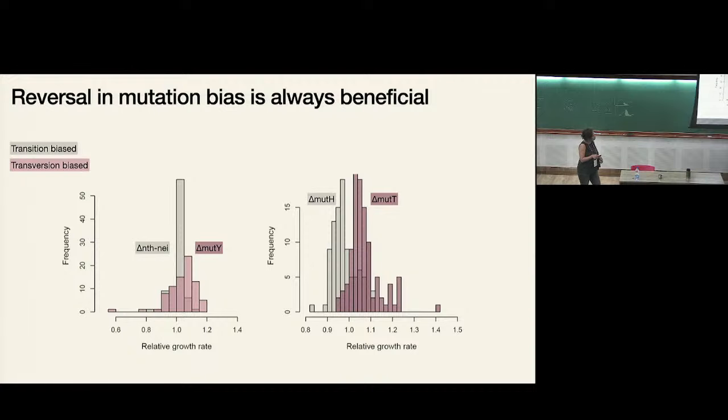And here's an even more stark situation where we delete another gene, MUT-H. It allows a very strong transition bias. And the MUT-T strain, which has a very strong transversion bias, you see the same difference in the DFEs, right? Anytime you're sampling more transversions, you are allowing the DFE to be shifted to the right. You have access to more beneficial mutations, okay?